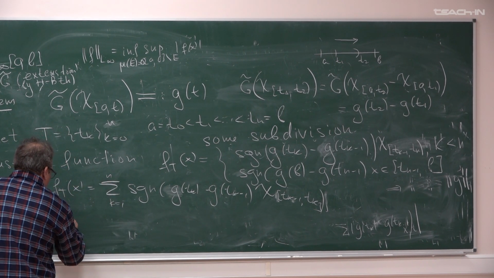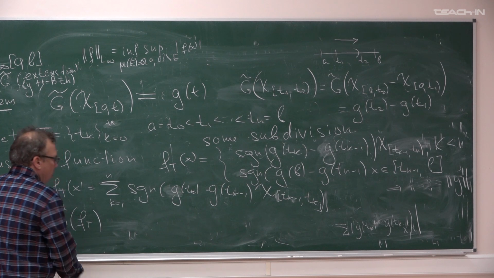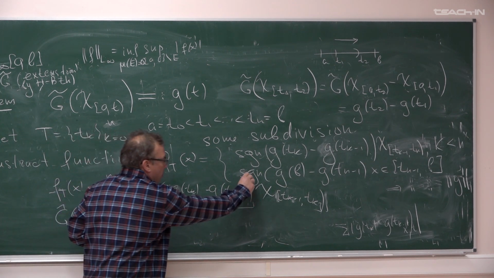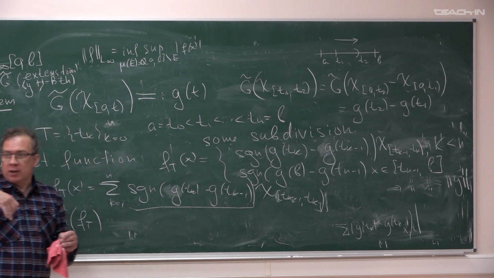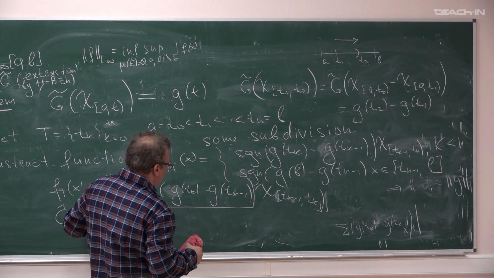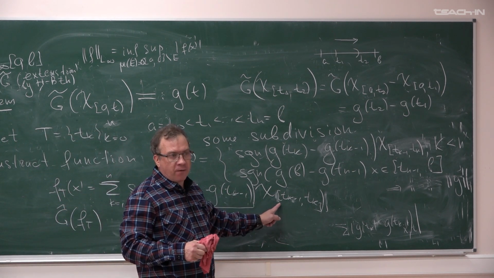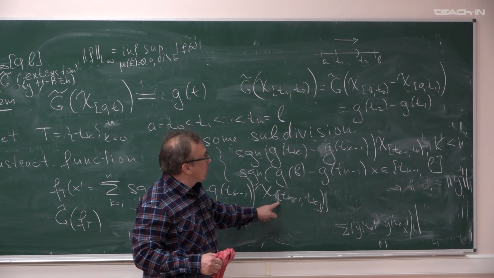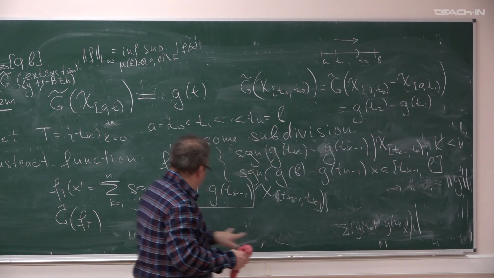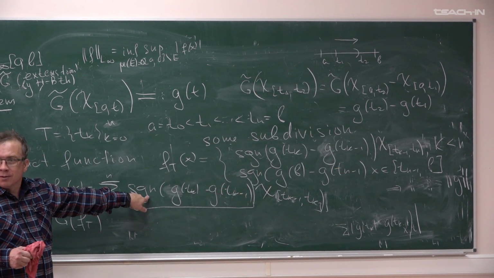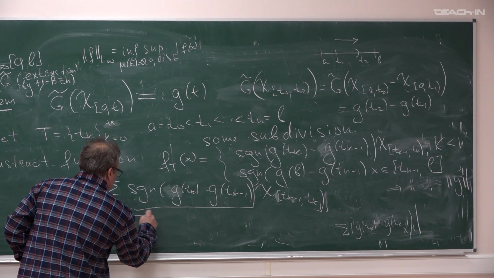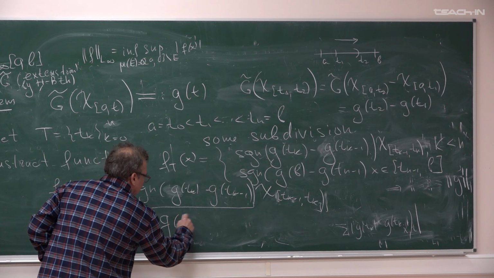And your functional g tilde is a linear functional. So this signum is a number, and it takes away out of the action of the functional, yes? Then you act by the functional on each characteristic function. And we know that on each characteristic function, we get just the difference. So we obtain the difference of the function values, multiplied by signum. So we obtain that it is equal to this sum.